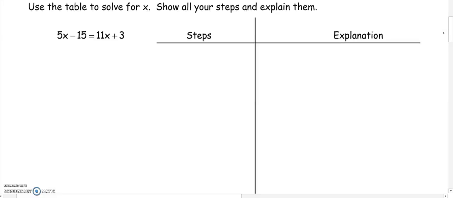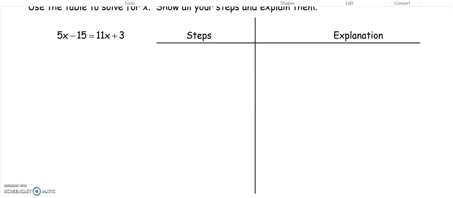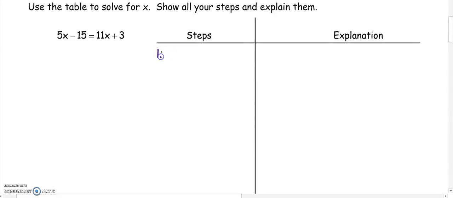Now, instead of just talking through a problem, we're going to use the table to show and explain all of our steps. So in my steps, I'm going to write what my original problem is first. So step 1, 5x minus 15 equals 11x plus 3. And we're just going to say that's our given equation. So in step 2 then, I need to move my variables to both sides. So I'm going to subtract 5x because it's the smaller variable.